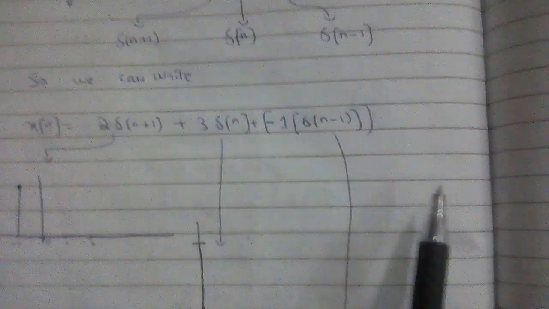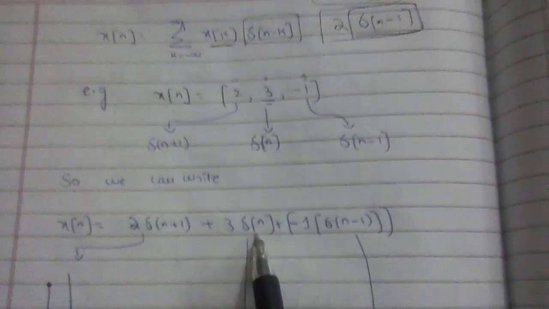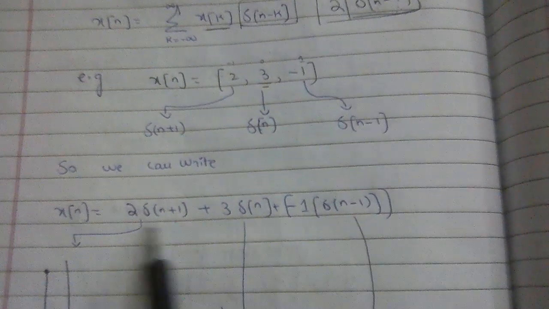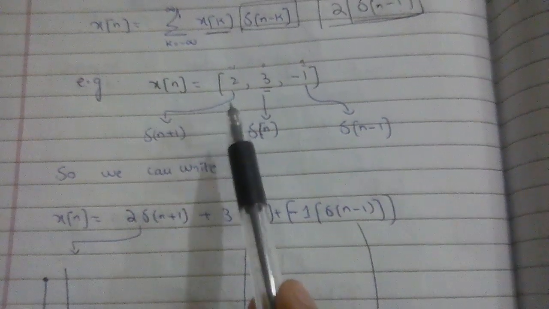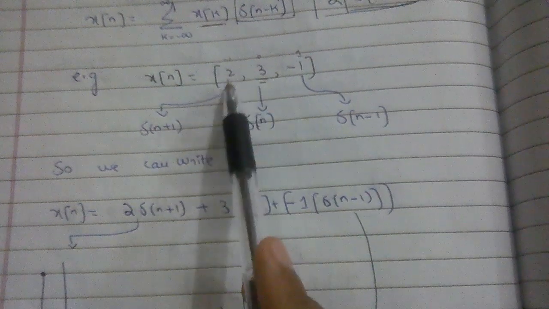So we can write x of n as 2 sigma n plus 1, plus 3 sigma n, plus minus 1 sigma n minus 1, and after solving this we will get the required result, that is x of n is 3 at 0, 2 at minus 1 and minus 1 at 1. And also I have drawn these pictures.